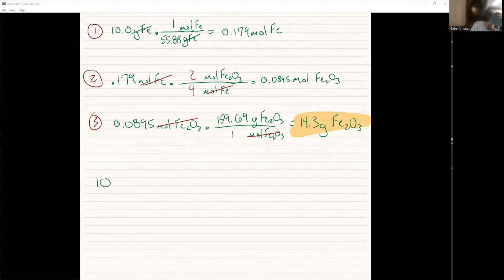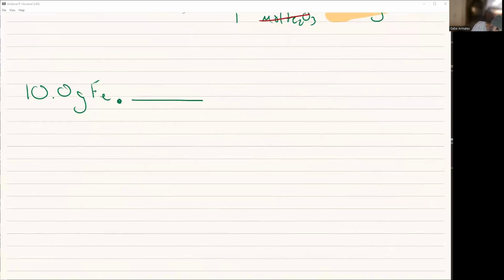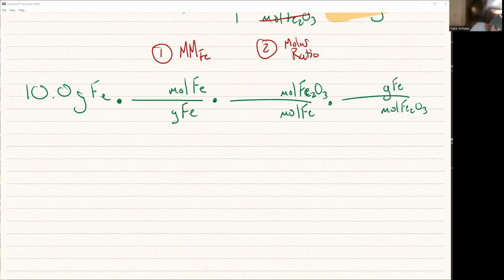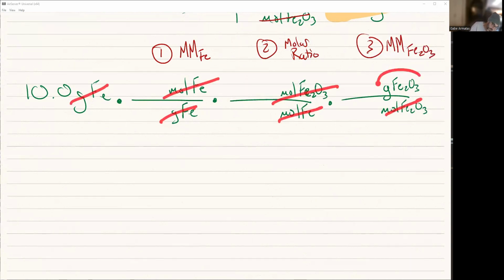So let's start with our original number of 10 grams of Fe. I'm going to set up all the units and then plug everything in. First, I want grams of Fe, and I need to get to moles. That is step 1, and for that I need the molar mass of Fe. Next, I need to go from moles of Fe to moles of Fe2O3. That's step 2, and this is the molar ratio. Next, the last step, I want moles of Fe2O3 to go away and I want grams of Fe2O3 to prevail. This is step 3, using the molar mass of Fe2O3. What you can see is grams cancels, moles cancels, and I'm left with my gram quantity.